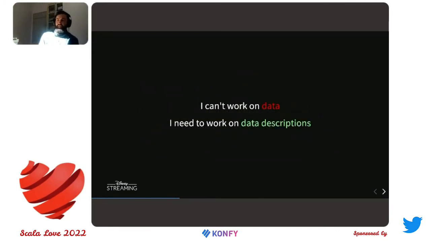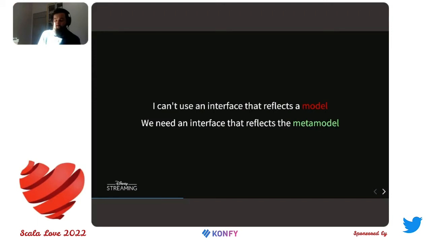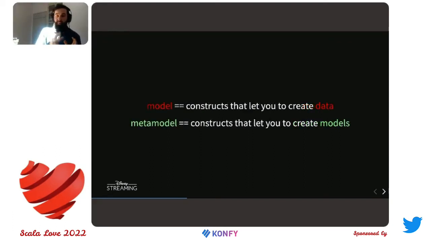So the realization at that point was that I couldn't really work at the level of the data. I needed to work at a higher level. I needed to work at the level of data description. Put differently, I couldn't generalize this problem by using an interface that reflects the model. I needed to use an interface that reflects something called the metamodel. And the metamodel is essentially the model for models. It is the set of constructs that lets you create data models, whereas the model is a construct that lets you create instances of data.